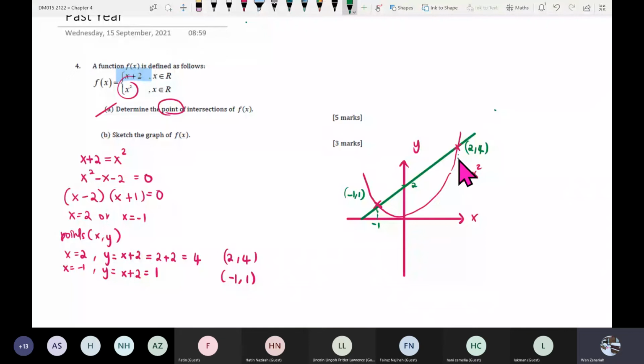Inilah contoh soalan final exam. Senang ke susah? Senang sebenarnya. Sangat senang. Tahu-tahu macam ni dah dapat 3 markah. Mana dapat datang 3? Sketch graph yang pertama, sketch graph yang kedua, the point of intersection tu betul dilabelkan. 3 marks.